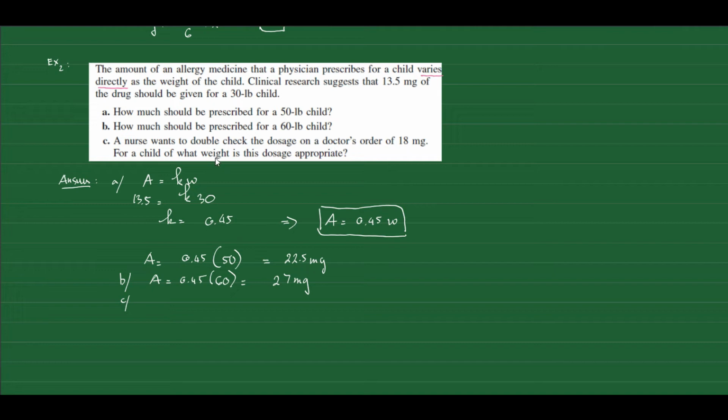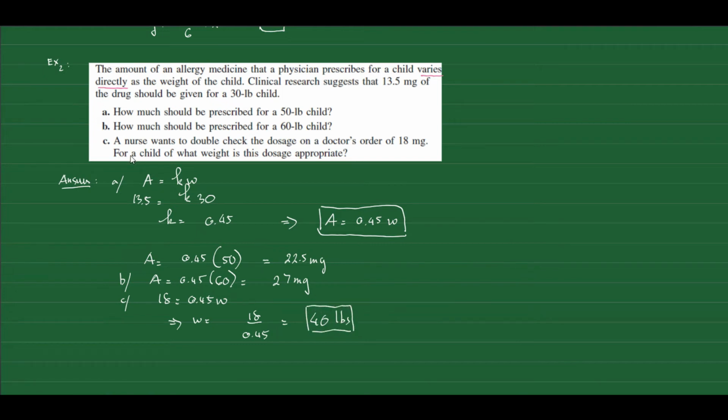So they're asking you for W now. The dose is 50 milligrams, so we're going to plug in 18 milligrams. Sorry, 18, not 15. It equals 0.45 times W. So from here, to get W, take 18 divided by 0.45, which is equal to 40. Okay, 40 pounds.